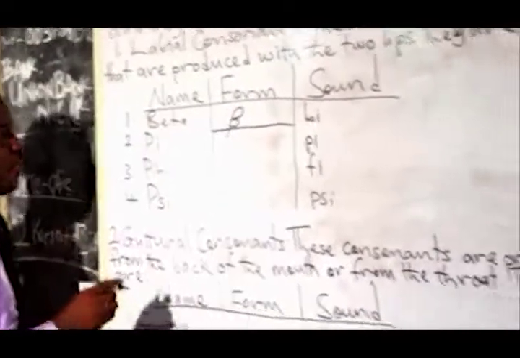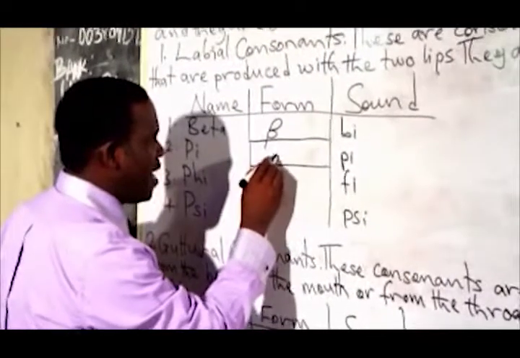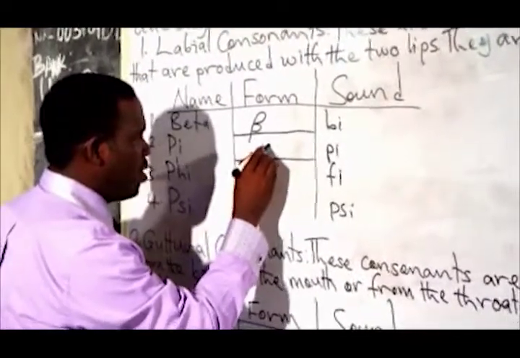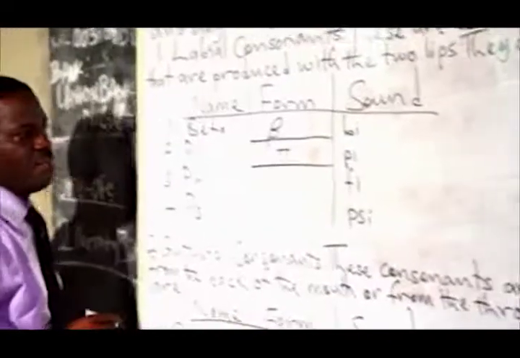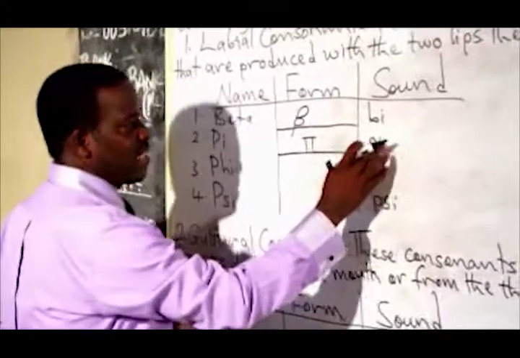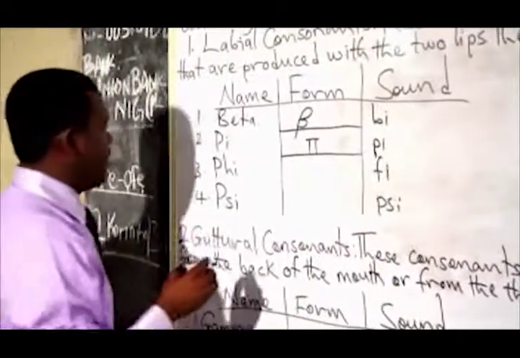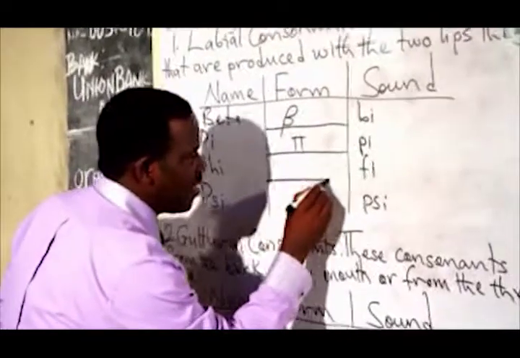The second one is pi. And this is how to write pi again. We've gone through that during the time we were considering the alphabet. Anything different from this is not pi. And it sounds as P. The next one is phi. This is how to write phi.